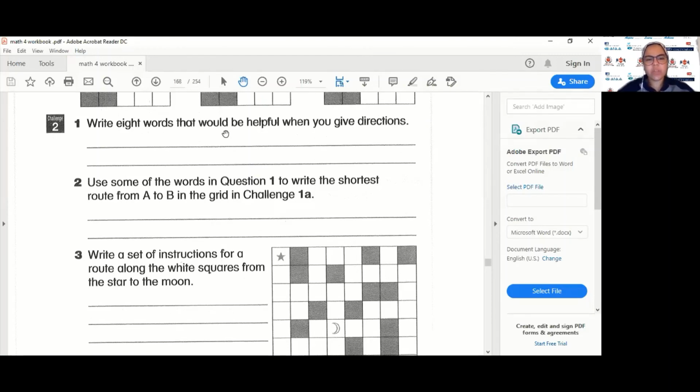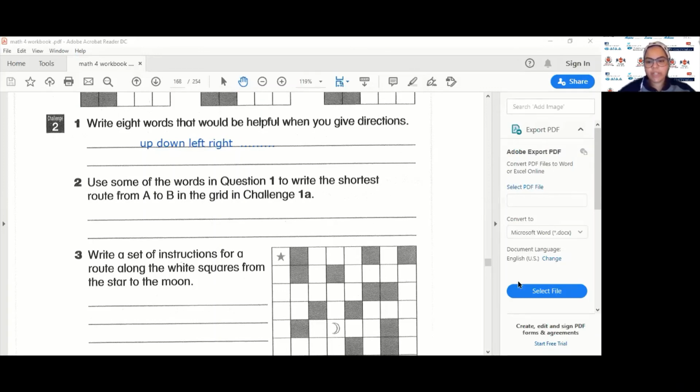Okay, so this question, just you are going to use keywords like up, down, left, right, and I want you to continue the 4 words to have 8 words to describe the directions. Okay, question number 2, use some of the words in question number 1 to write the shortest route from A to B in the grid in challenge 1A.